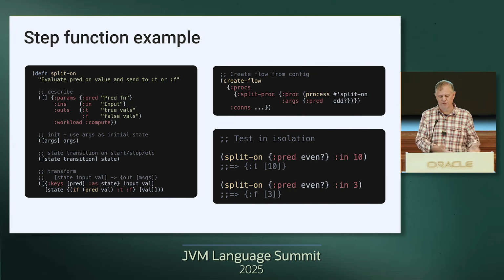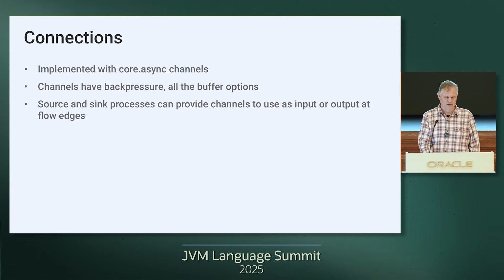If you want to test this function, you can test it in isolation. You can just call split, call its transform arity. It's got the pred even, that's its state, and then on the input value you get 10, and as the output you're going to get a 10 message on the true channel. So that's an example of how you can do all of that.